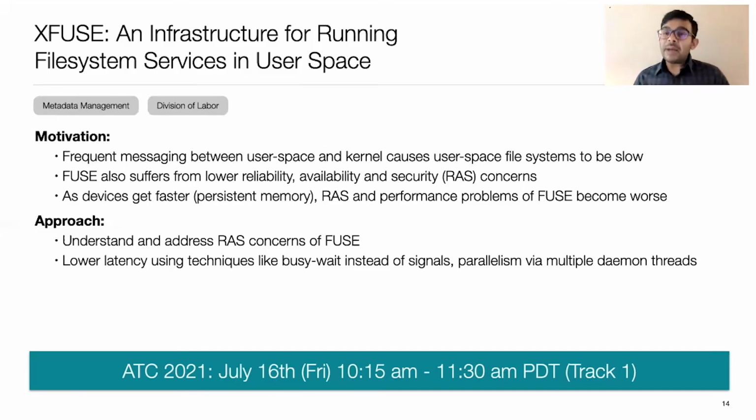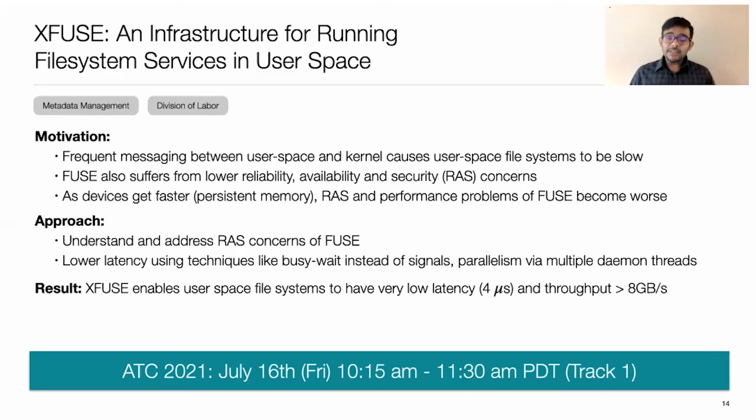Another example is parallelism at the user level by having multiple daemon threads that communicate with the in-kernel modules in parallel. Thus, XFUSE enables user space file systems to have very low latency of the order of a few microseconds and throughput that exceeds 8 gigabytes per second, competing with the fast storage devices available today.